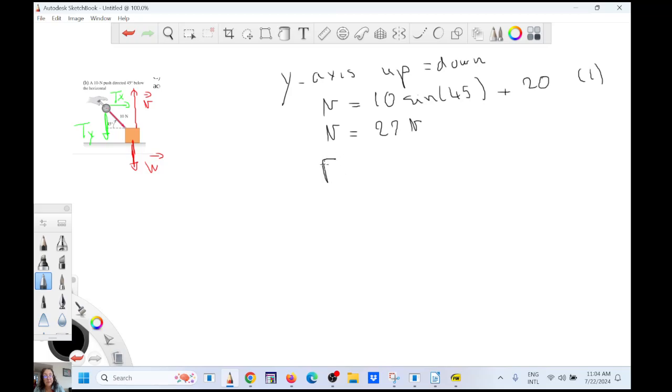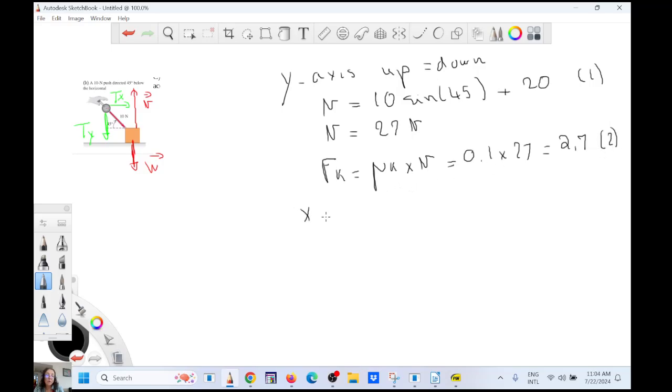And then by definition, the frictional force equals the coefficient times the normal force. So it's going to be 0.1 times 27, which is 2.7.